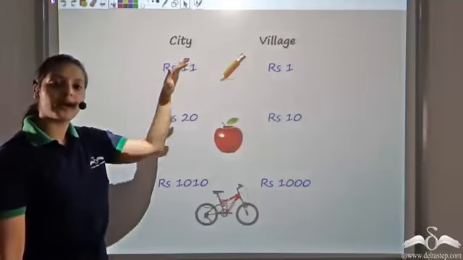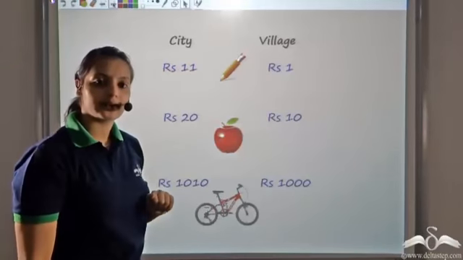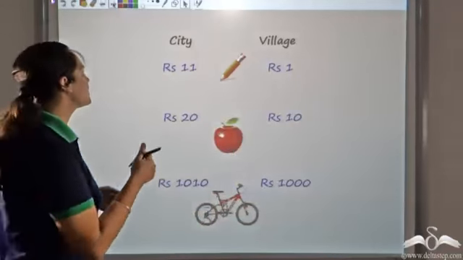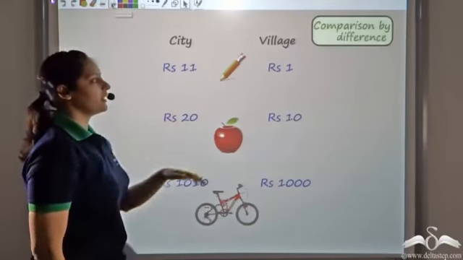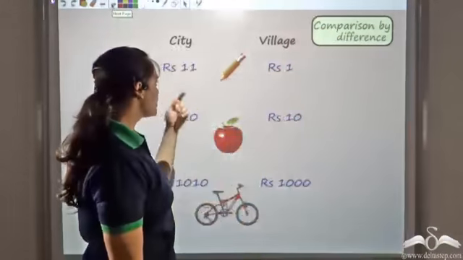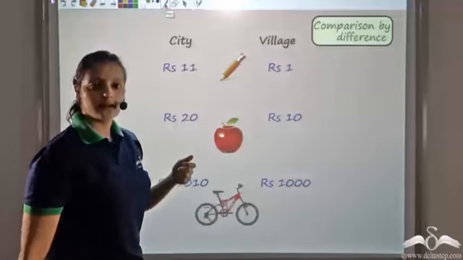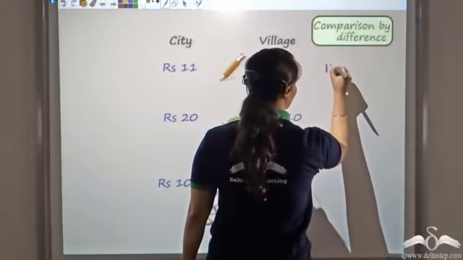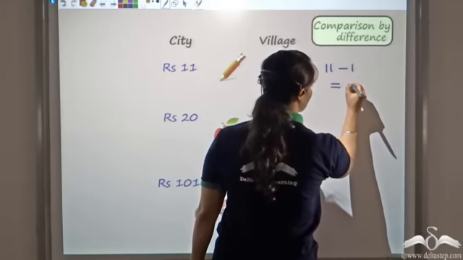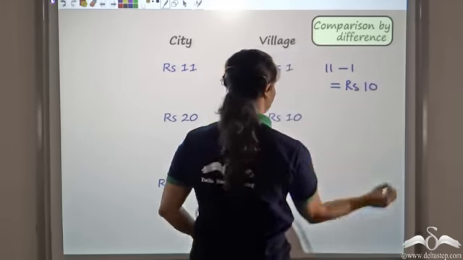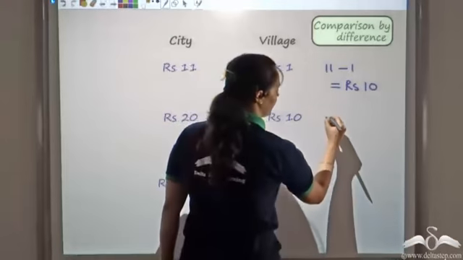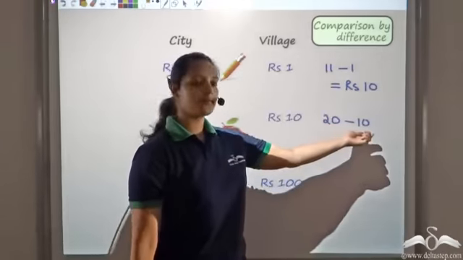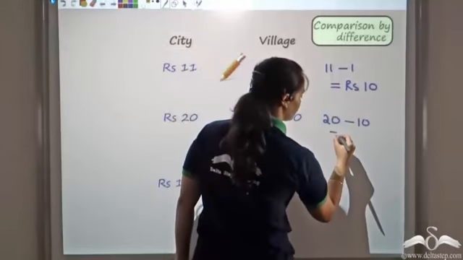Now, if I want to compare these two prices, how can I do that? We already know that we can compare two things or two prices by difference. So let me try to compare the prices of the two by difference. So this would be 11 minus 1, which is 10 rupees. Again, here I would get 20 minus 10, that is price in the city minus price in the village, which is again rupees 10.